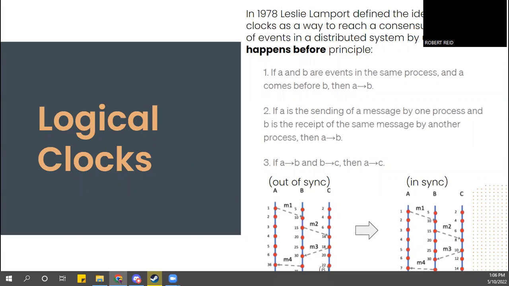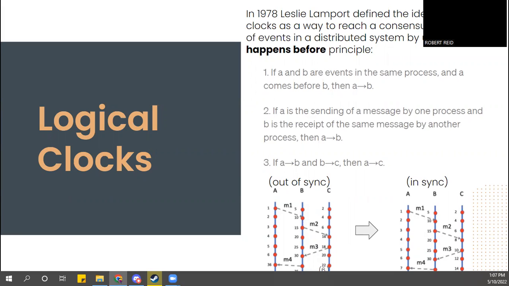This introduces the idea of Leslie Lamport's logical clocks in 1978, where machines reach a consensus of the order of events in a distributed system by using a happens before principle. The logic goes as follows. If A and B are events in the same process or machine, and A comes before B, then it follows A implies B. And if A is the sending of a message by one process, and B is the receipt of the same message by another process, then A also implies B. And if A implies B and B implies C, then A implies C.